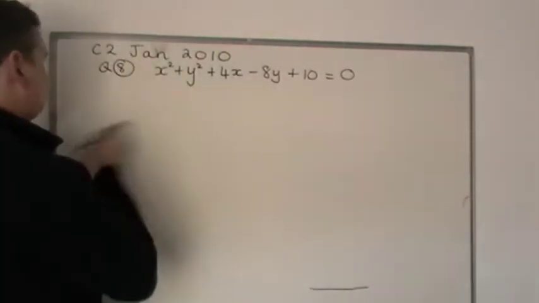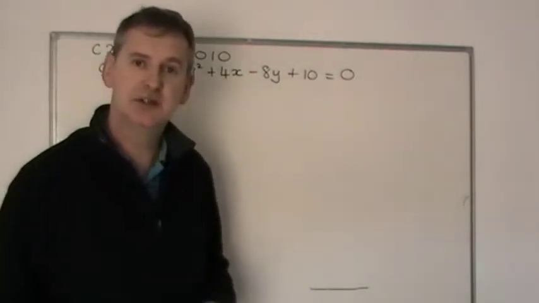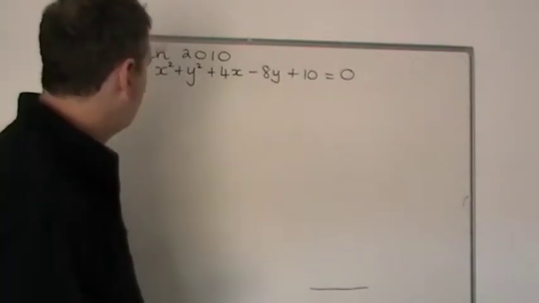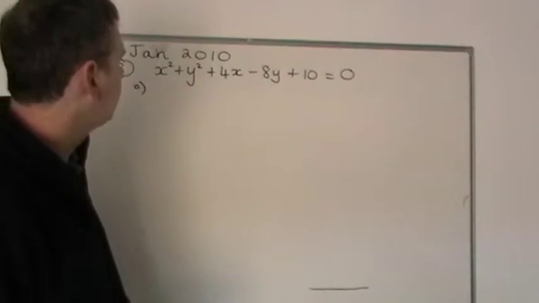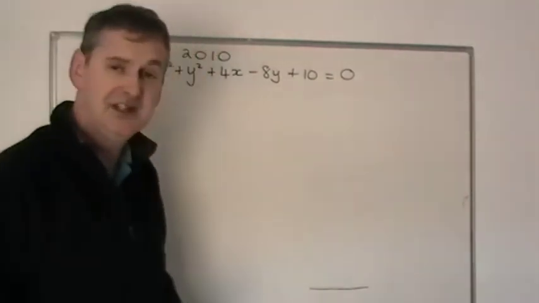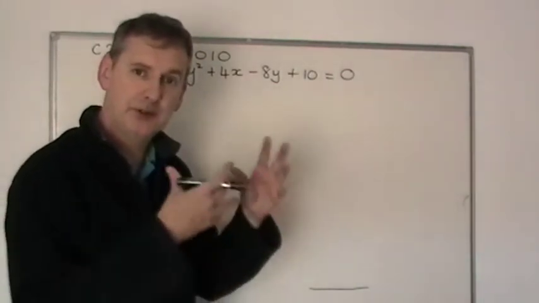Part A is asking you to identify what the centre coordinates and what the radius of the circle is. Okay, well this is typical of the standard equation of a circle, and quite often when you're given it like this, the first thing that you need to do is get it into the format that we've talked about in the past, where we've got the brackets squared.